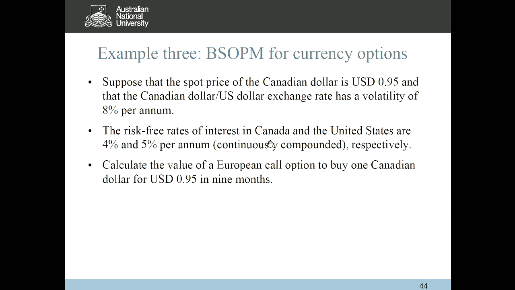The risk-free rate in Canada is 4%. Remember, the 4% in Canada is your foreign risk-free rate. And the risk-free rate in the United States is 5%. Both rates are continuously compounded. So the 5% is going to be your domestic risk-free rate. And the question says, calculate the value of a European call option to buy a unit of Canadian dollar for a strike price of 95 cents US dollar in 9 months' time. So how do we do that?